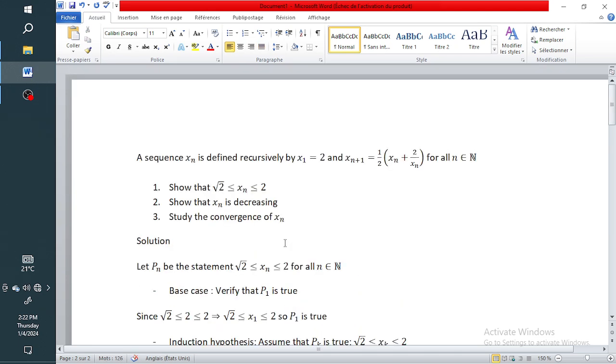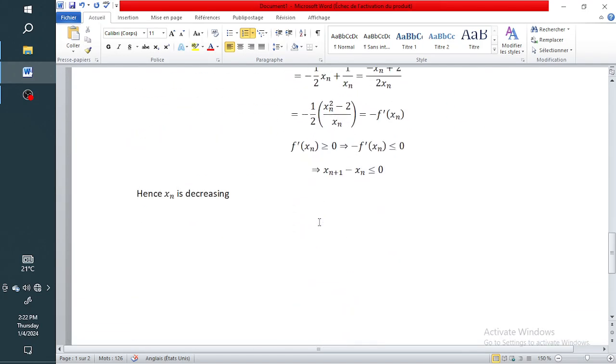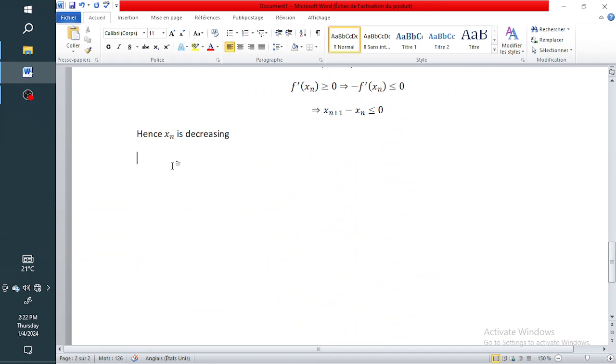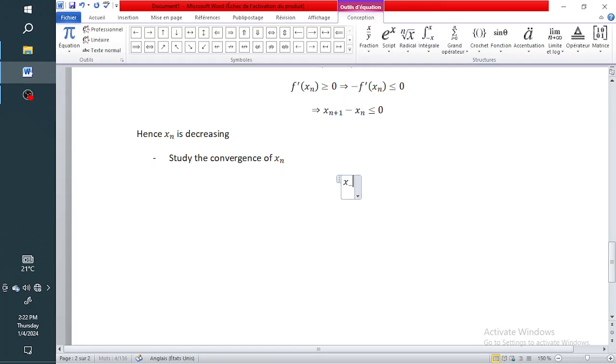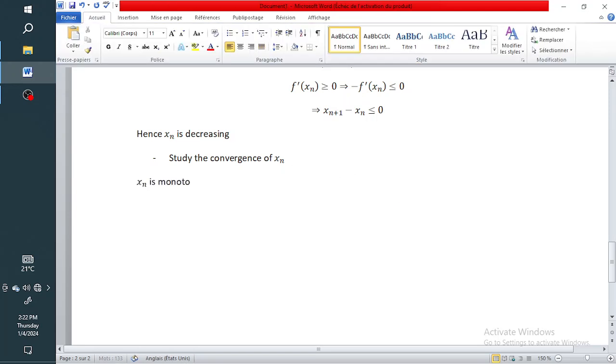Alright, now the last part is asking us to study the convergence of x of n. You need to note that if a sequence is monotonic and bounded, then it converges. We use the fact that x of n is monotonic. We have just proven that it is monotonic decreasing. X of n is monotonic and bounded, we saw already that it is bounded between root 2 and 2. So x of n converges. That's a theorem.